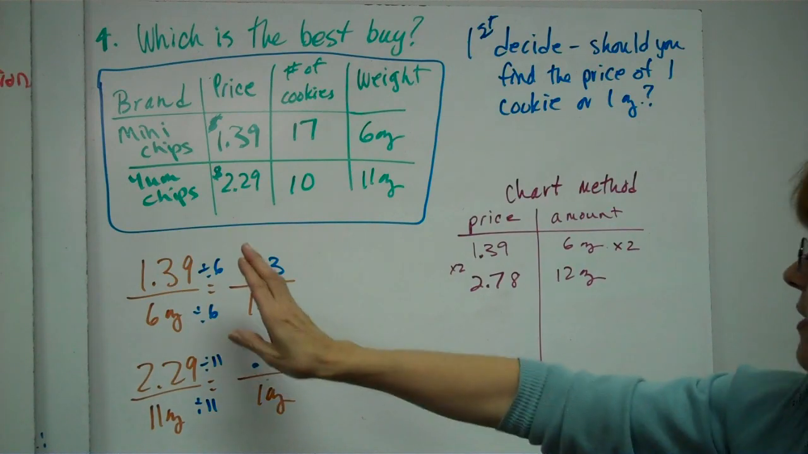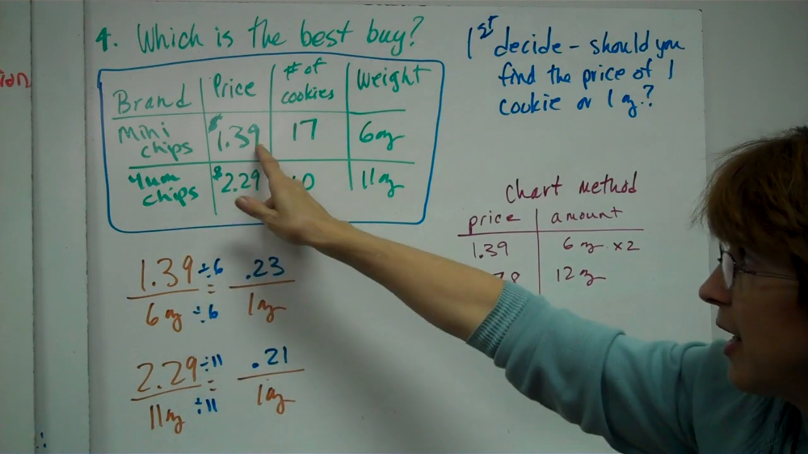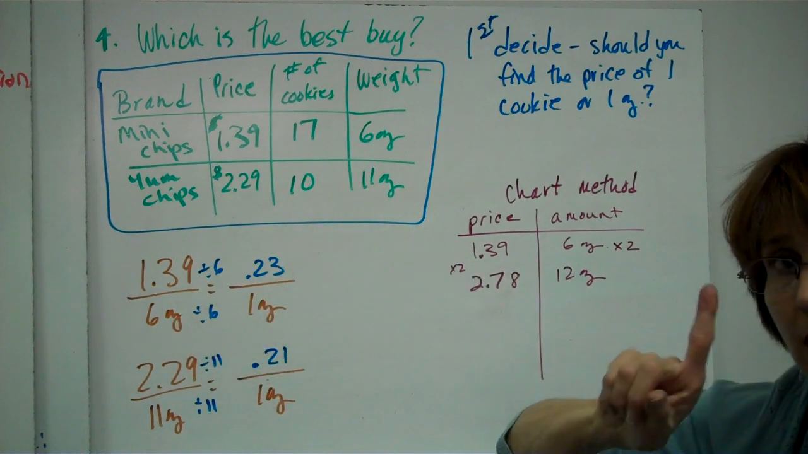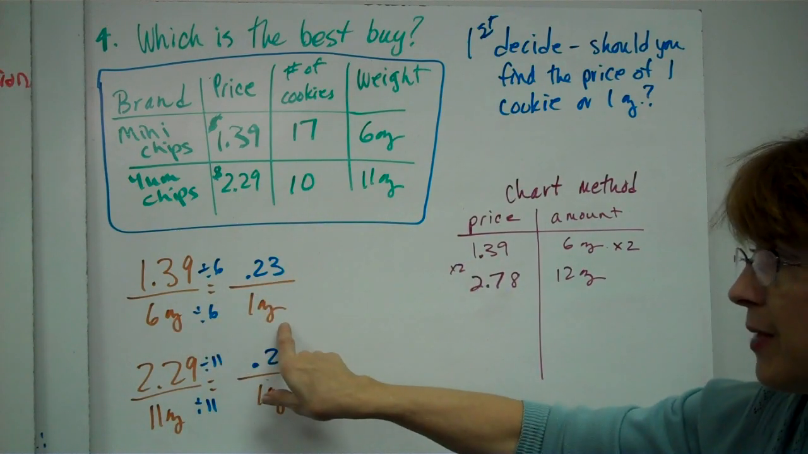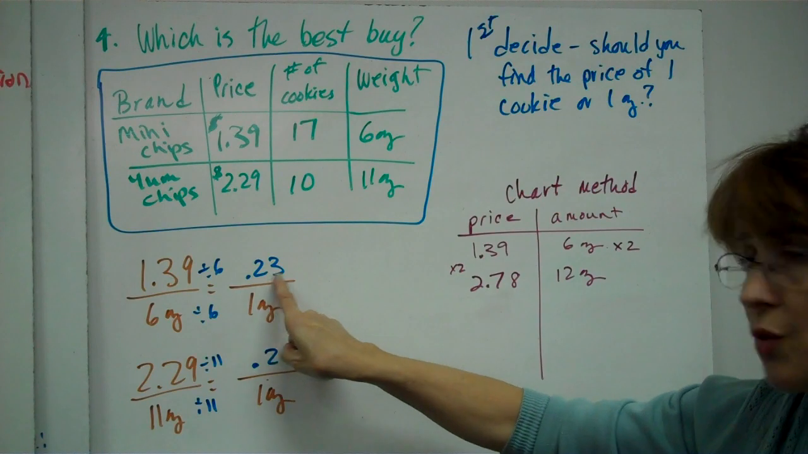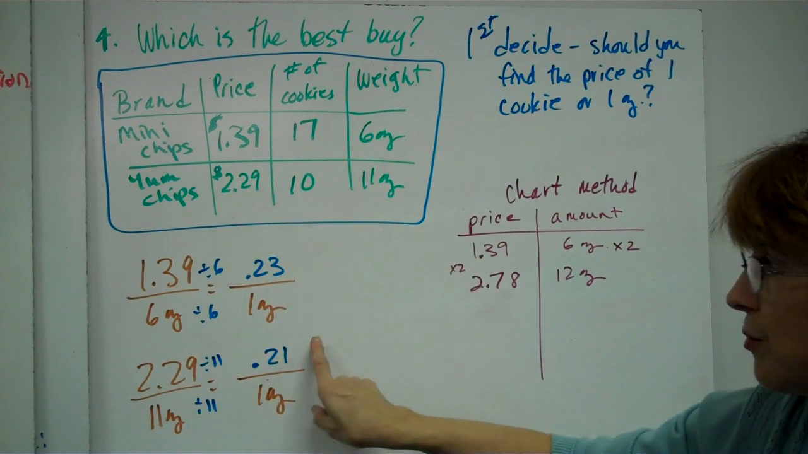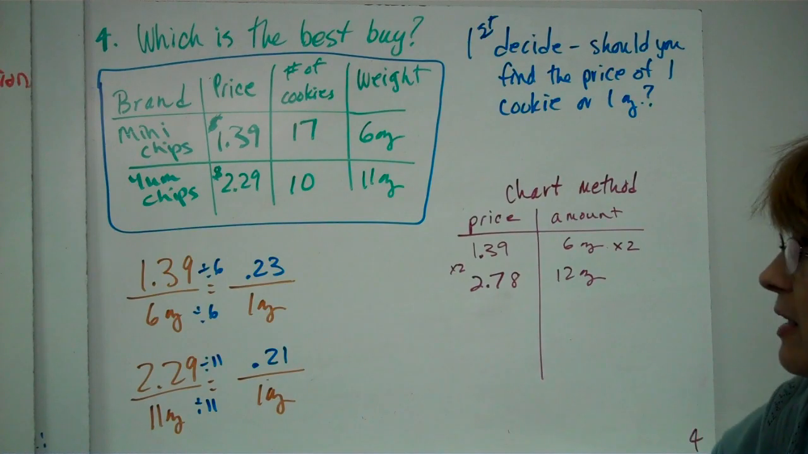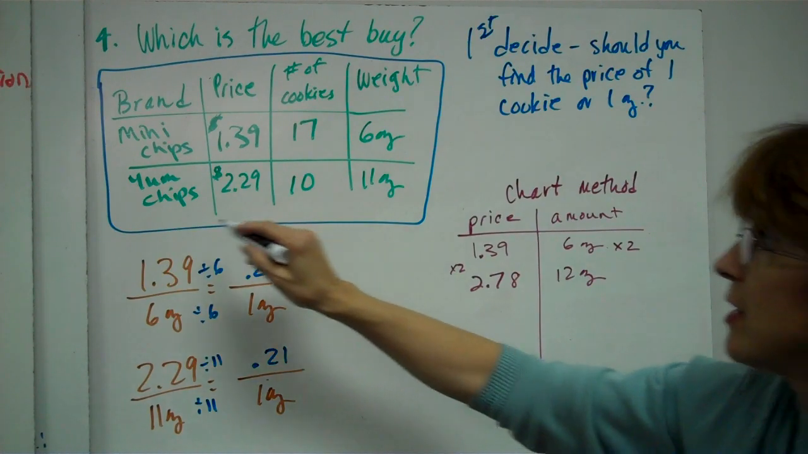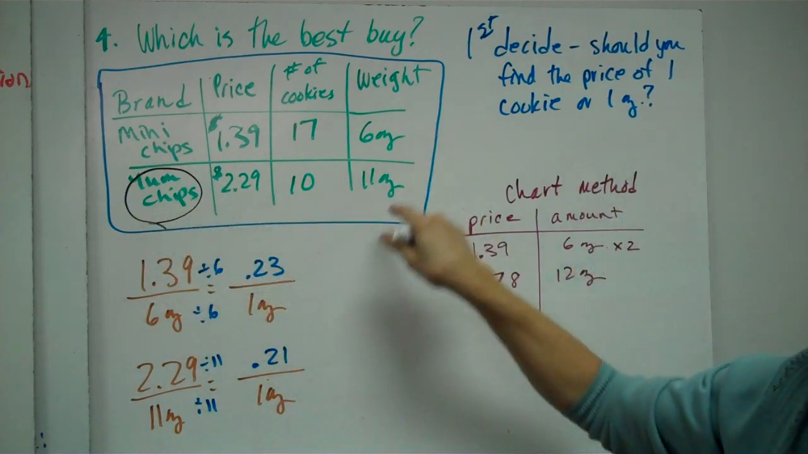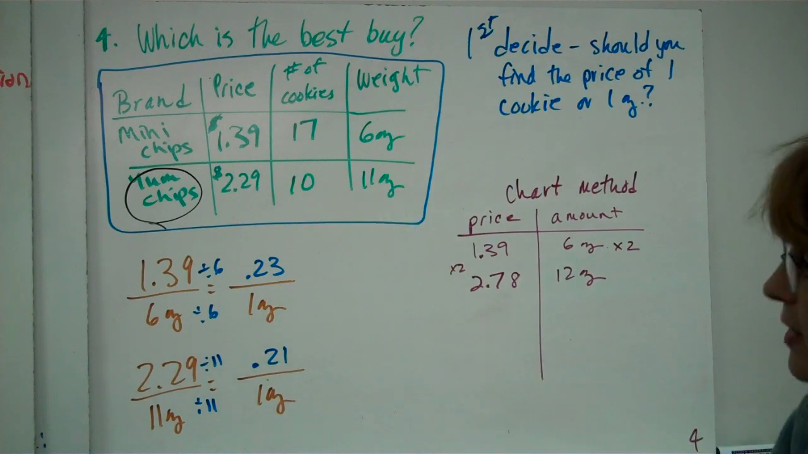Okay? So you go ahead and set it up the 2 ways. You can do $1.39 over 6 ounces, because you want to know the cost of 1 ounce, so the ounce is on the bottom. All right, then you divide by 6, and you get 23 cents for 1 ounce of the first one. And this one, it boils down to 21 cents. So obviously, ounce-wise, it's the Yum Yum chips. And usually, the bigger it is, the cheaper it is, but not always.